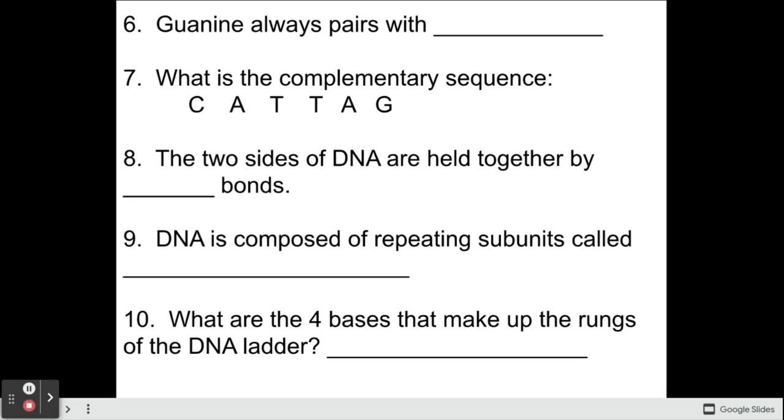DNA is composed of repeating subunits called nucleotides. And the four bases that make up the rungs of the DNA ladder are A, adenine, T, thymine, G, guanine, and C, cytosine. And so hopefully this short introduction to DNA has helped you understand basic structure and function of DNA.